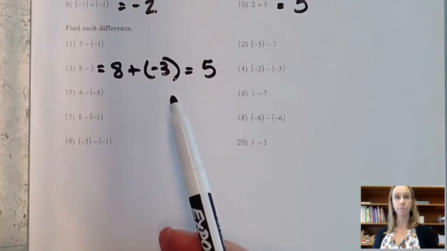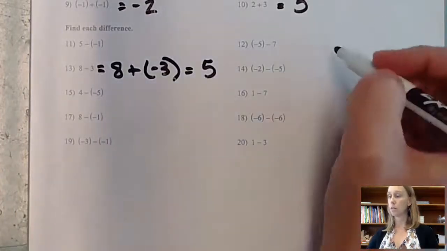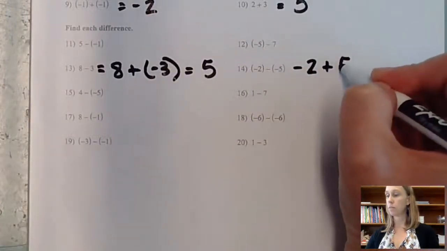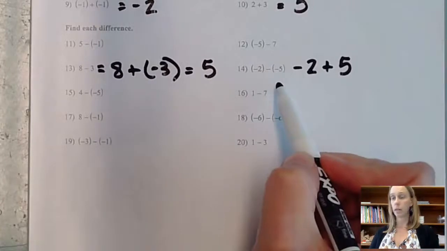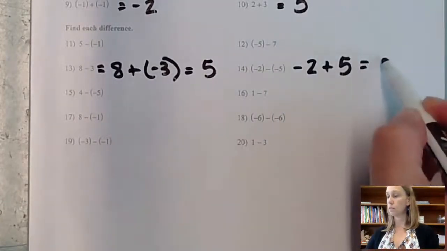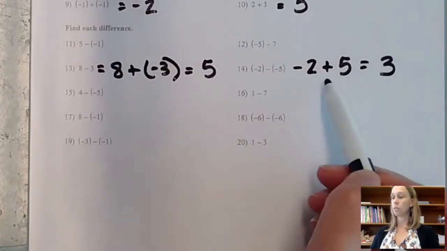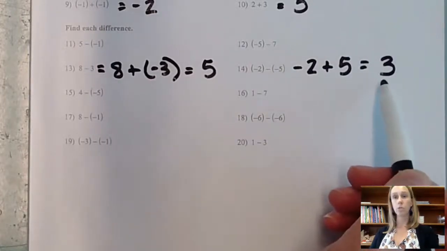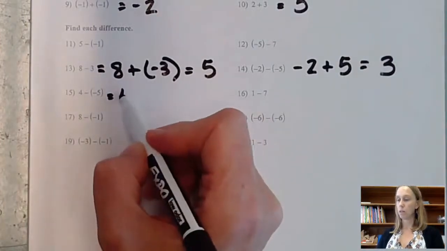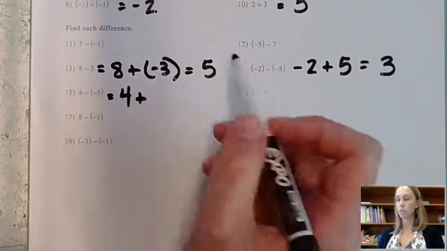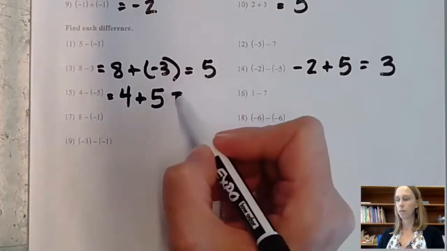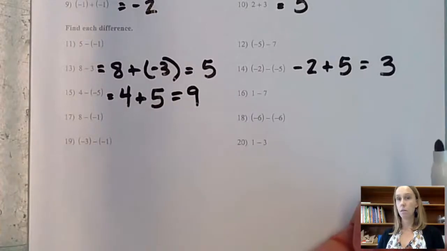For number 14, I'm going to rewrite it as negative 2 plus positive 5, or the opposite of negative 5. The signs are different, so I take the difference. 5 is greater than 2, 5 is positive, so my answer is positive. Number 15, I'm going to rewrite as 4 plus the opposite of negative 5, which is positive 5, and 4 plus 5 is 9.